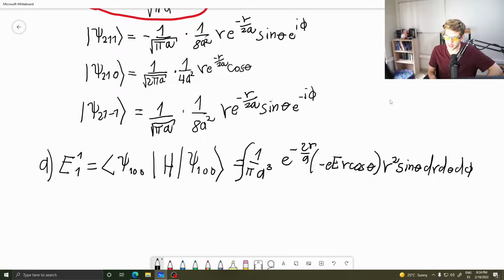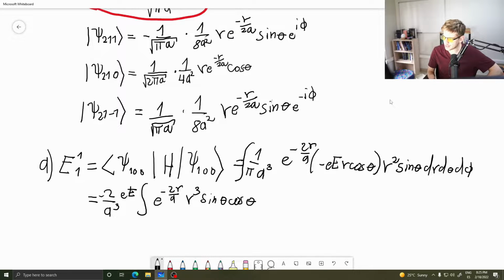We'll get 2 pi, right? Because we're integrating phi from 0 to 2 pi, so we just get 2 pi. So this will be 2 pi times this, so the pi's cancel out, and we get 2 over a cubed, a minus sign, small e, big E. I think that's all the constants. And then integral e to the minus 2r over a, and then we have r cubed sine theta cosine theta, right?